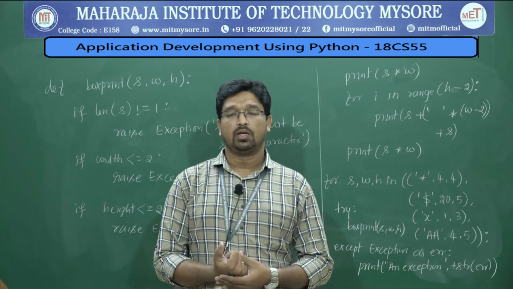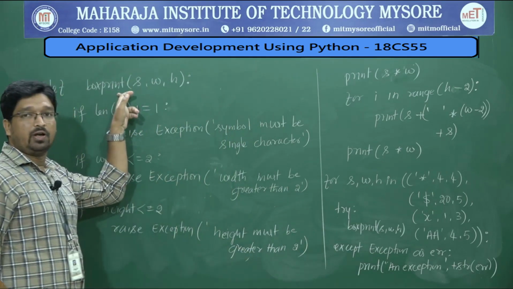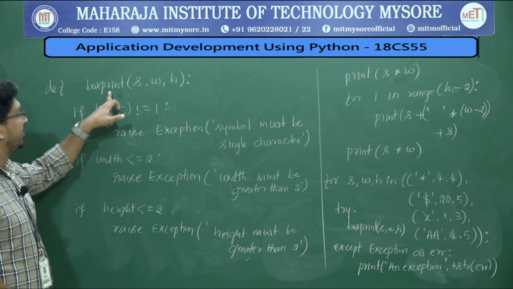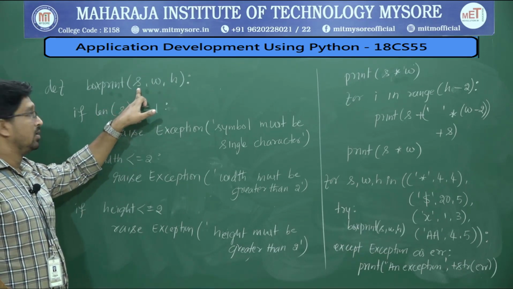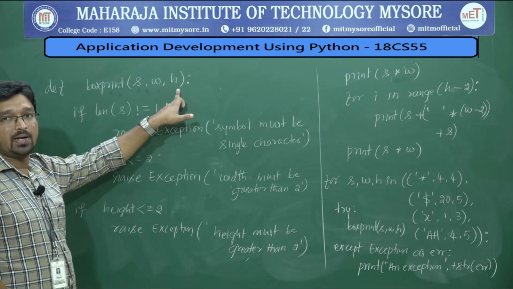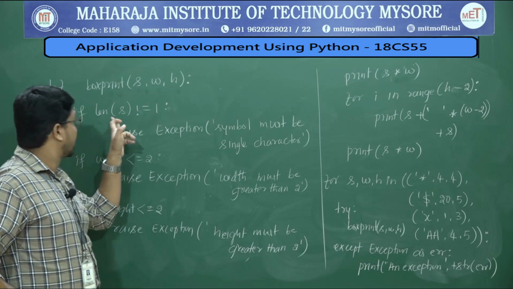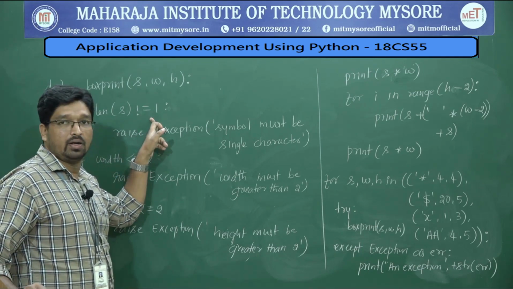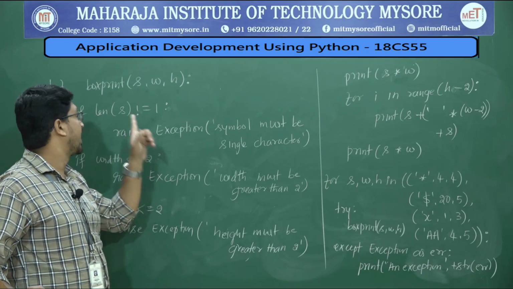Okay. Here is the program. So we have written a box print function which takes 3 parameters, as I said: symbol, what is the width, what is the height, and we are writing an if condition to check whether the length is not equal to 1. Okay, it should be equal to only one character.